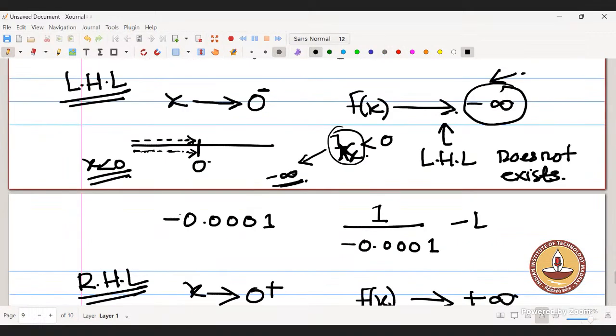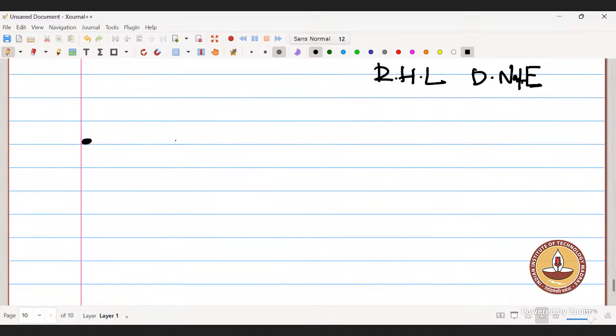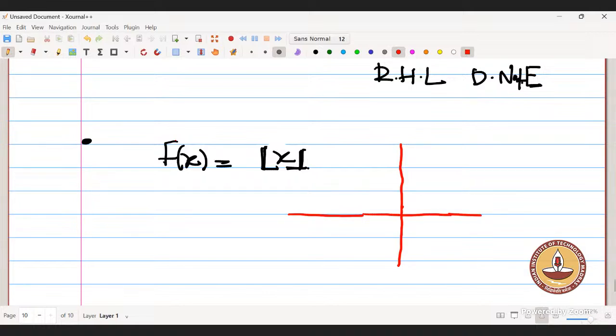So the left hand limit doesn't exist, and the right hand limit doesn't exist. That means the limit of the function at x equal to 0 doesn't exist. Next, you take this function, the greatest integer of x. It's confusing because you don't know how to draw the graph of the function. So I want to check the limit of the function at x equal to 1.